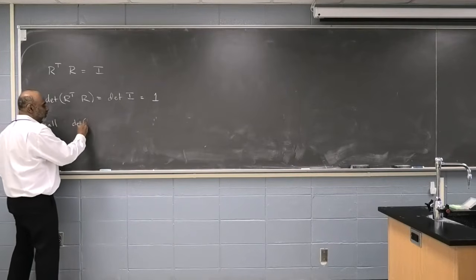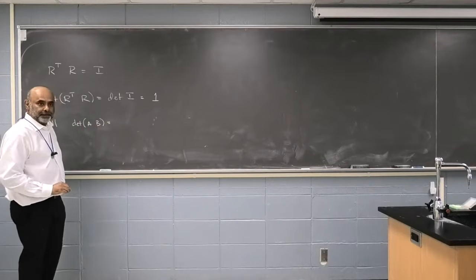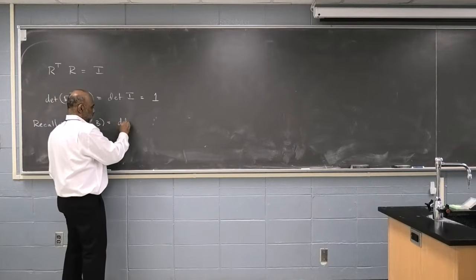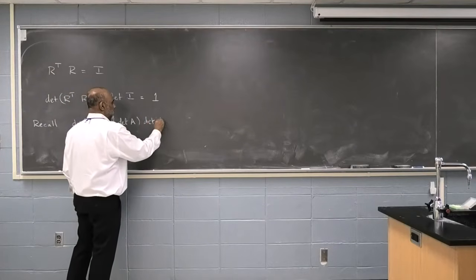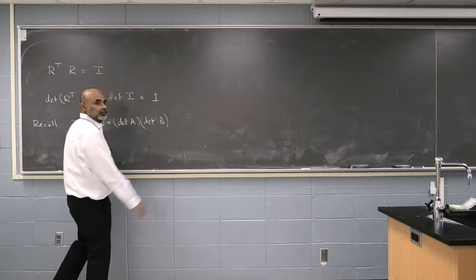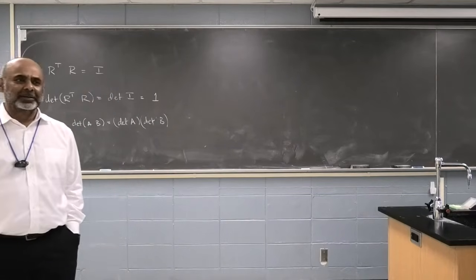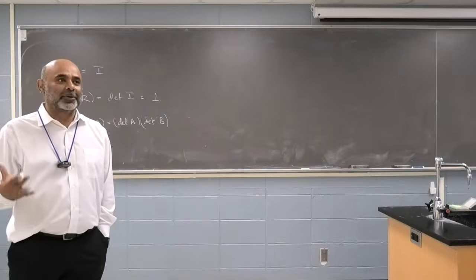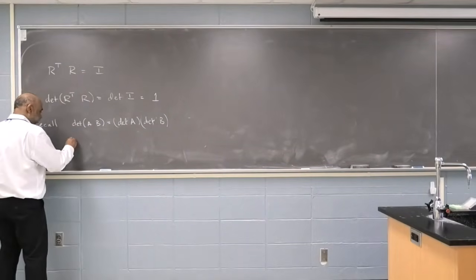Determinant of A times B is what? Determinant of A times determinant of B. That's true. Doesn't seem like it should be, right? But it's true. Determinant is actually an amazing thing. There's another property.